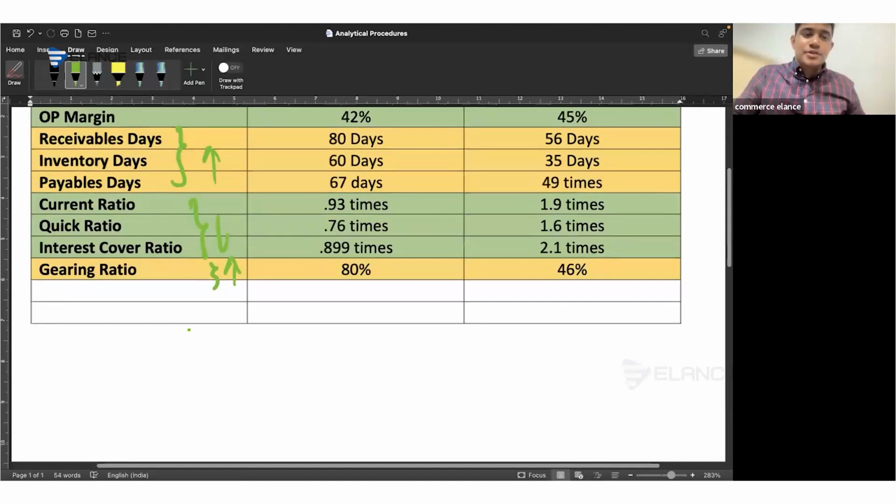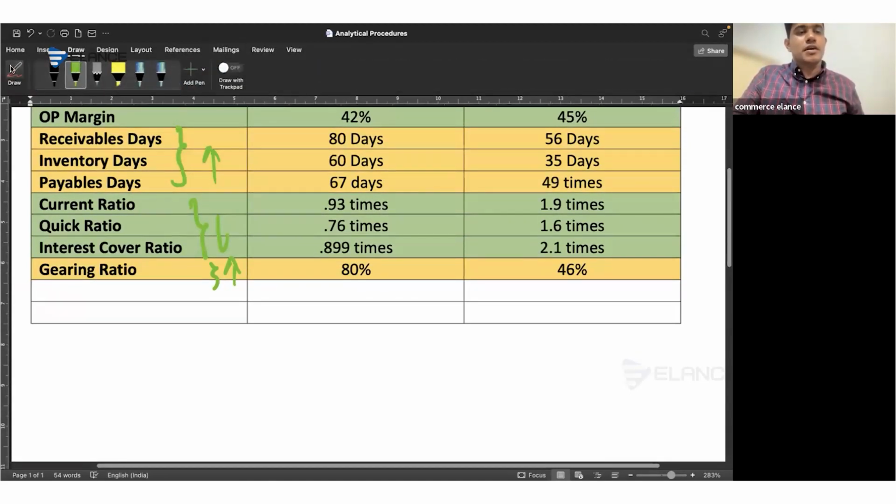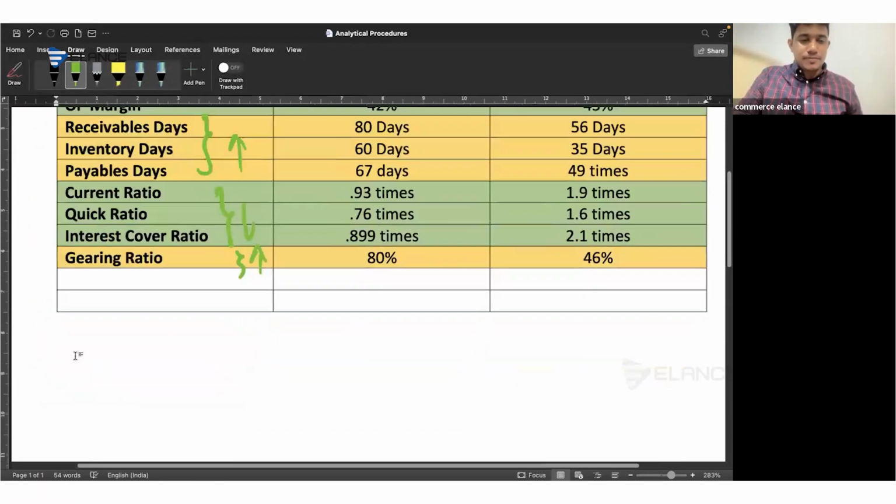audit risk. So literally speaking, we have got some set of ratio related risk. So which are the ratio related risks which you can pick?